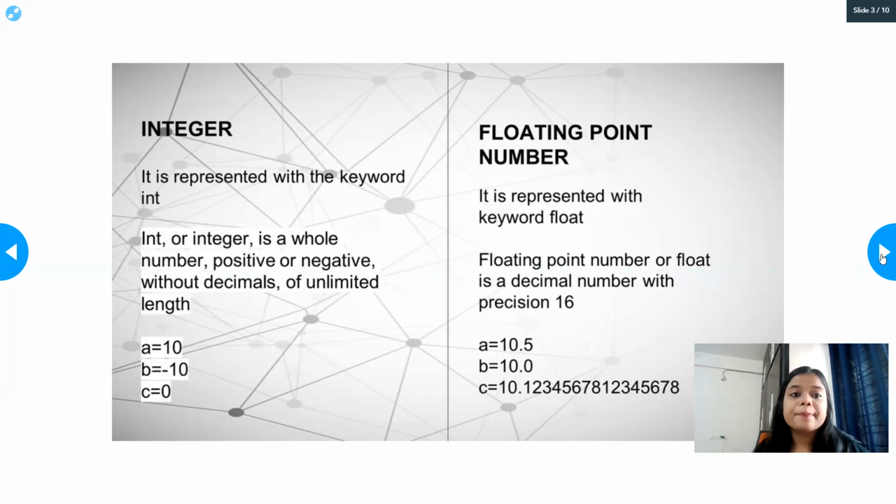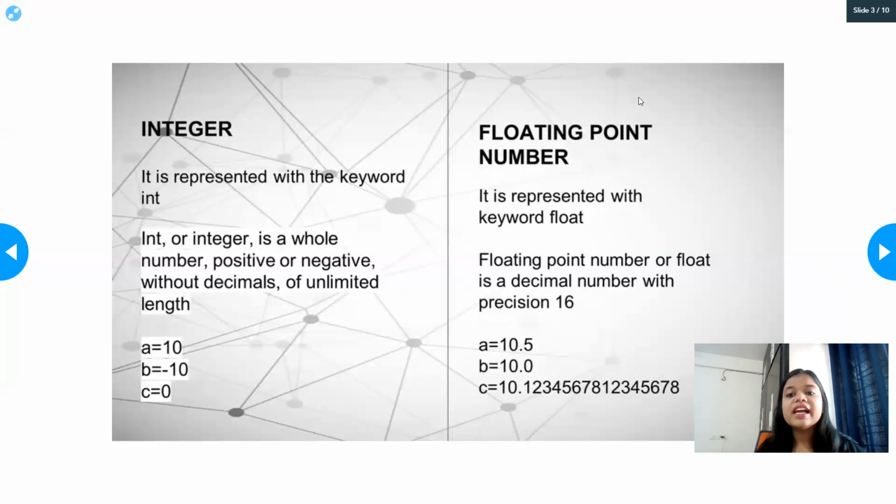Now, what are the examples of integers then? Is a positive whole number an integer? Yes. Is a negative number an integer? Yes. Is zero an integer? Obviously it is an integer. Until and unless your variable is having a decimal number, it is considered an integer.